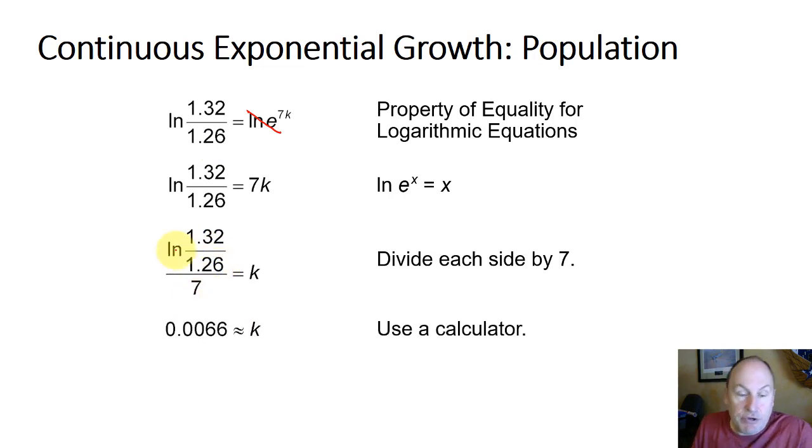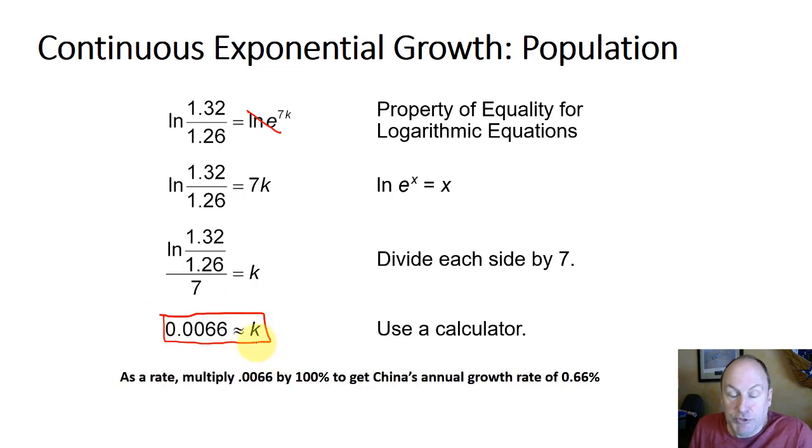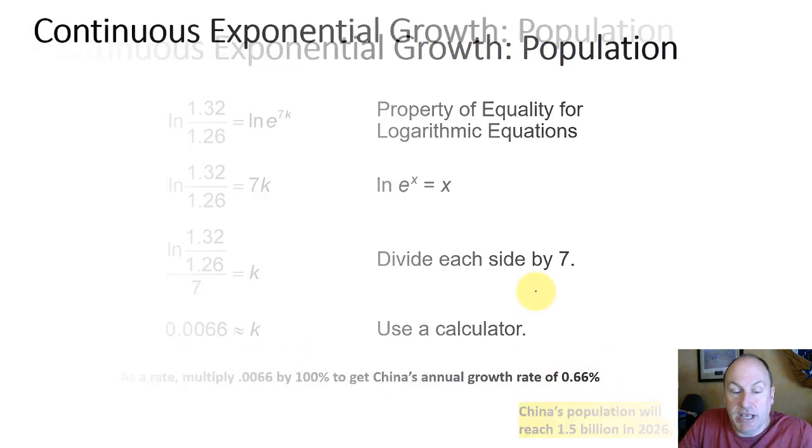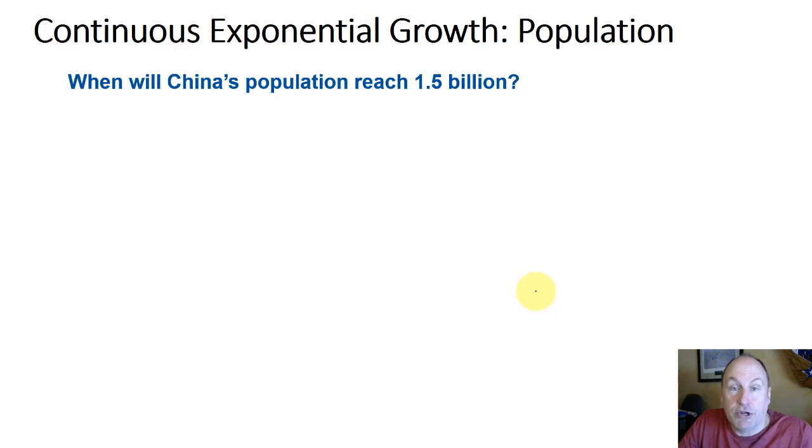And once you do that carefully in your calculator, you're going to get that k value, the rate of continuous growth, is 0.0066, which, multiplying it by 100% to get a percent, means China between 2000 and 2007 grew at an annual rate of 0.66%. So a question occurs: when will China's population reach 1.5 billion?